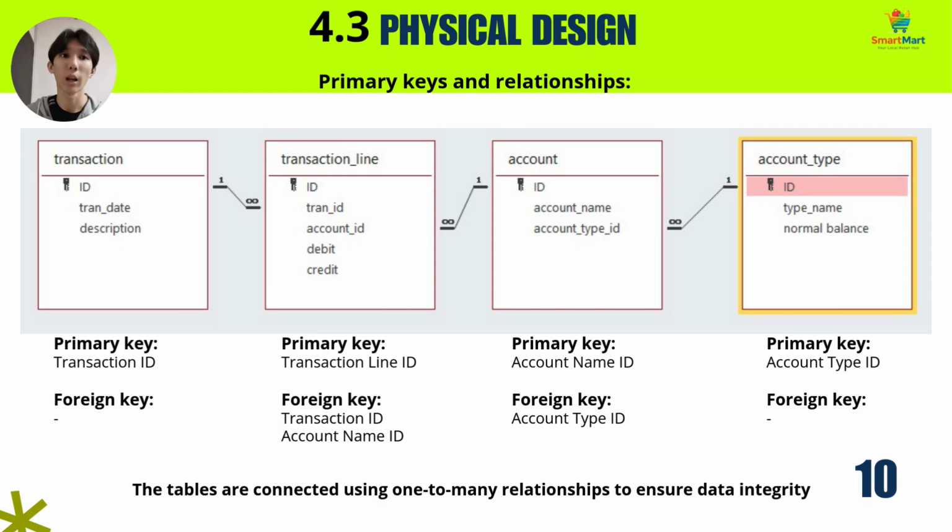So, in the transaction table, the primary key is transaction ID and there is no foreign key. For the transaction line table, the primary key is transaction line ID and the foreign keys are transaction ID and account name ID. In the account table, the primary key is account name ID and the foreign key is account type ID. The last table, account type, the primary key is account type ID and there is no foreign key.